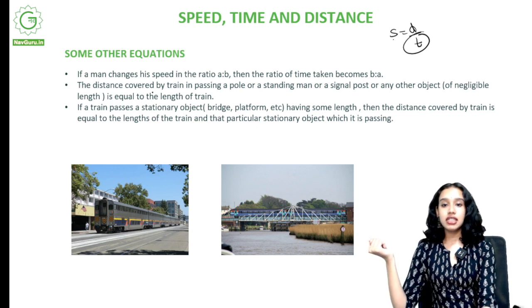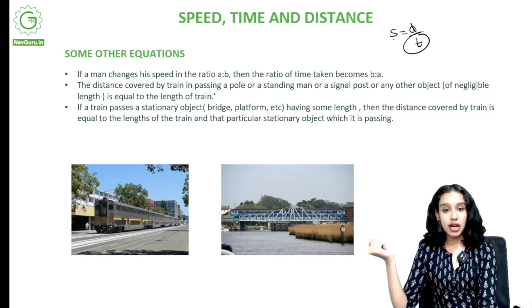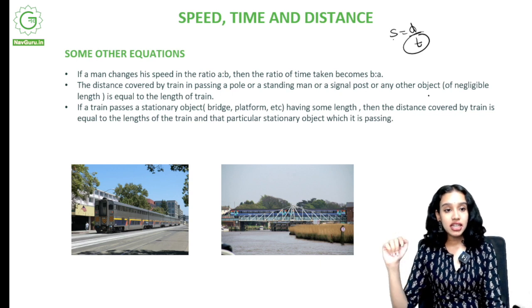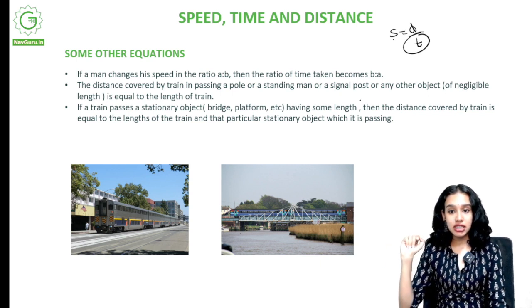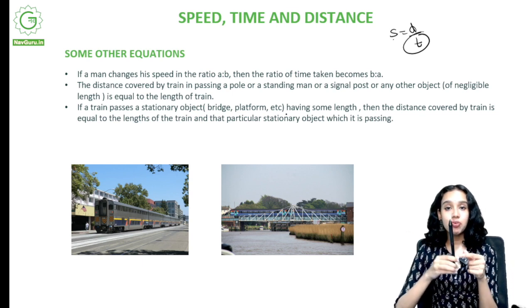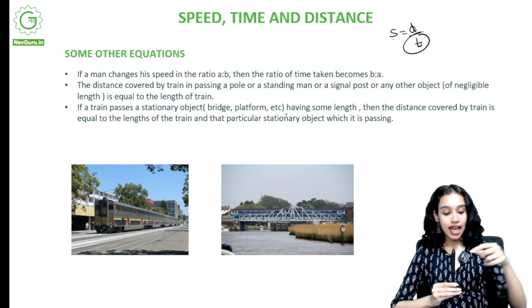Okay. The distance covered by a train in passing a pole or a standing man or a signal post or any other object of negligible length is equal to the length of the train. So let's say that there is a pole. There is a pole here and a train.